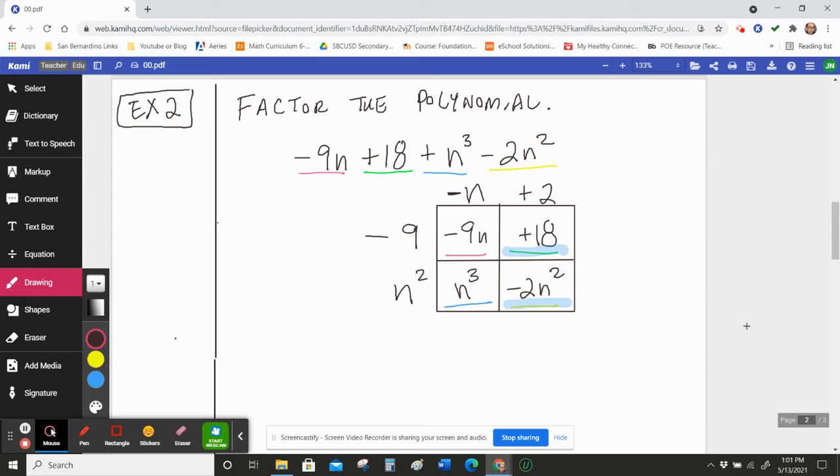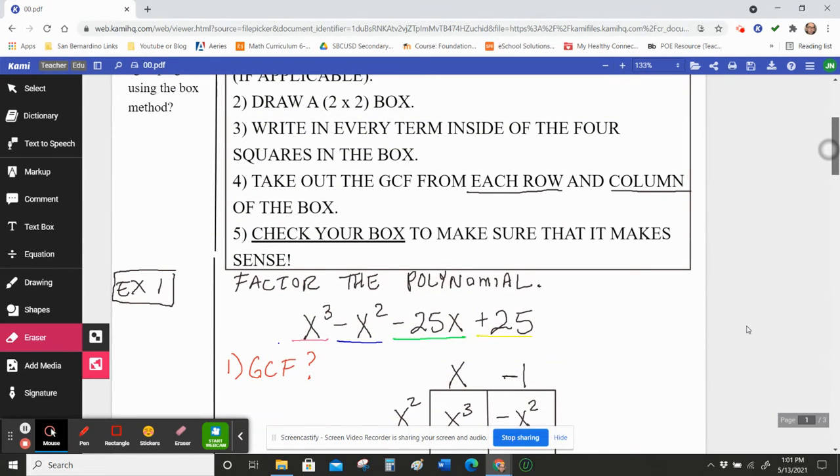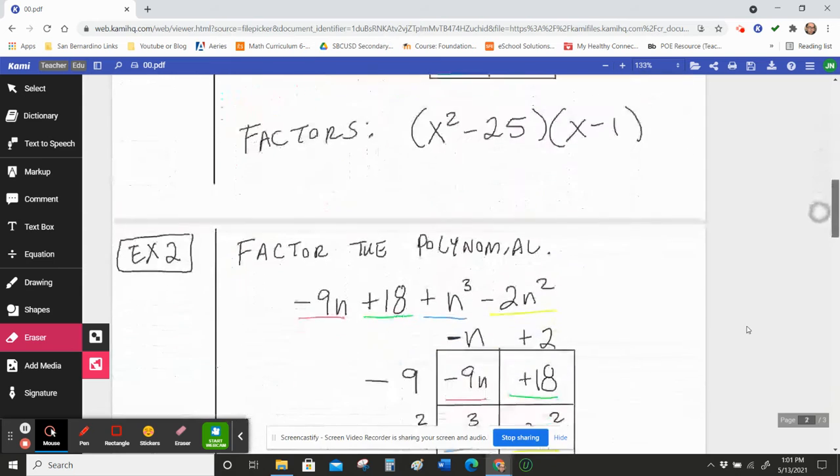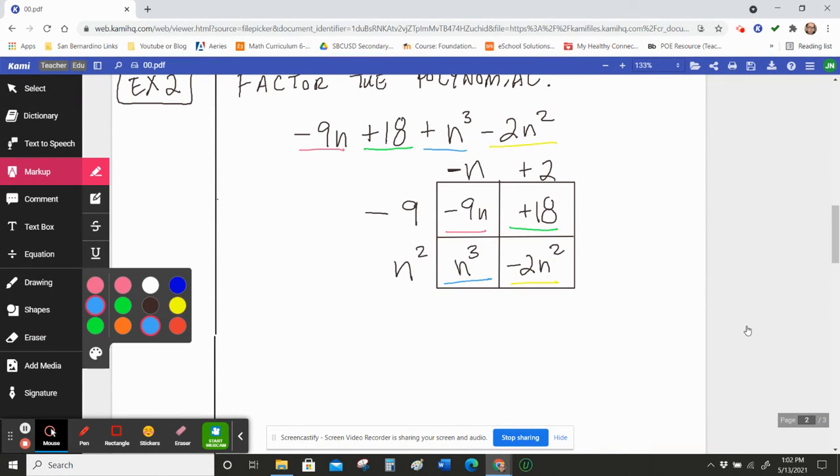Okay? Now, step 5 is the crucial step. Notice that I followed all the steps correctly, right? But my step 5 says, check your box to make sure that it makes sense. If I check my box here, this is something that is not making sense. Something went terribly wrong. If I multiply this negative 9 with this negative n, I do not get a negative 9n. I want it to be a negative 9n, but it's not. This would actually give me positive 9n. So one of these has to change for this to make sense, right?